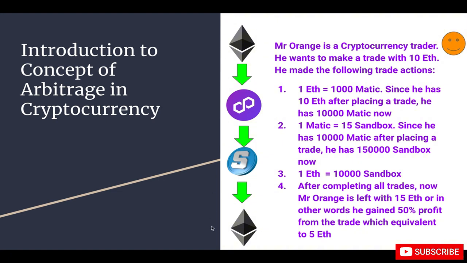So as always, I usually provide you an example to help you learn how to perform arbitrage in the cryptocurrency world. Okay, so let's use Mr. Orange as an example. Mr. Orange is a cryptocurrency trader. He wants to make a trade with 10 Ethereum. So he's a pretty rich guy and he's willing to spend 10 Ethereum as his initial investment, right? He made the following trade actions. Remember that he's willing to risk his 10 Ethereum.